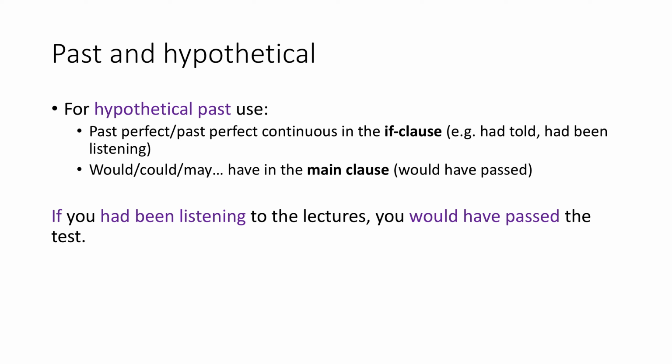And because this is impossible and this is only imaginary, we have to use the specific structures that are related to past hypothetical situations. So here, if you had been listening, this is past perfect continuous. And then in the main clause, you are using the perfect form of a modal, like would have passed. This simply means that the person did not listen to the lectures and they did not pass. And the alternative situation would be if they had been listening, they would have passed the test.